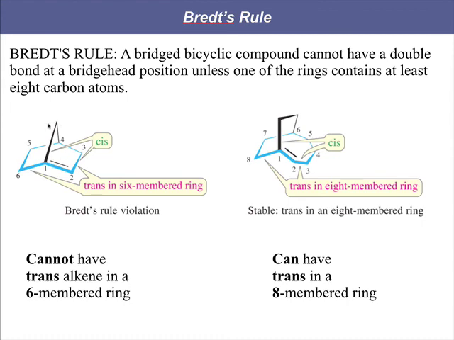That means that if you've got a ring like this, you're not allowed to do elimination at that site. Even if you've got a leaving group adjacent to a hydrogen, if doing that elimination would put a double bond on a bridgehead carbon where one of the rings is fewer than 8 carbons, you are violating Bredt's rule. You will not be able to do that reaction. It will not work.